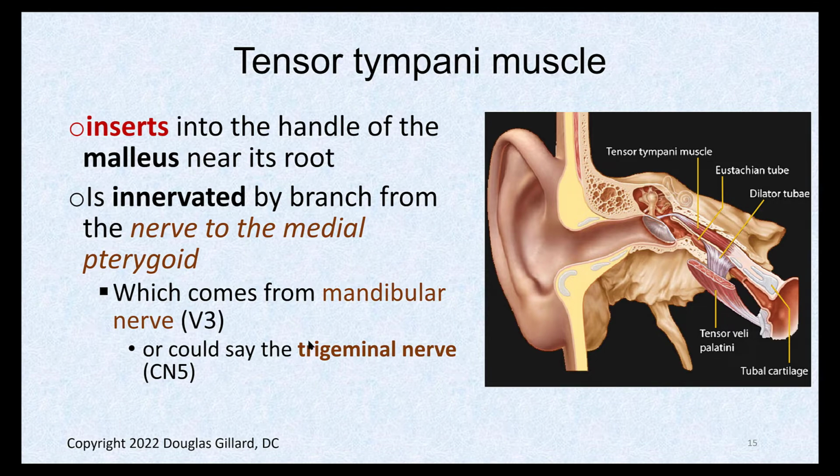So who knows? So why do I care about this? Well, what happens if you get a tumor and it compresses this nerve to the medial pterygoid? Well, the tensor tympani is not going to work anymore if the lesion is damaging that nerve. Well, who cares about that? Well, we'll find out here in a second.